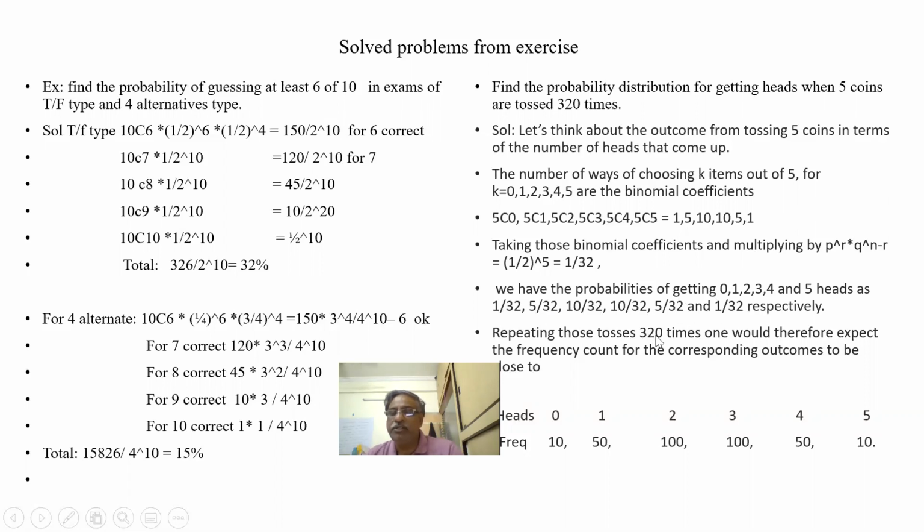If there are 320 trials, so into 320. So into 320, 1 by 32 becomes 10. This is 5 into 10, 50. Then 100, 100, 50, 10. Because I am multiplying this by 320. So into 320, 32 tens. So the first one becomes 10. Second, 5 tens are 50. 10 tens are 100. 10 tens are 100. 5 tens are 50. 1 ten is 10. So this is the distribution for 320 trials.